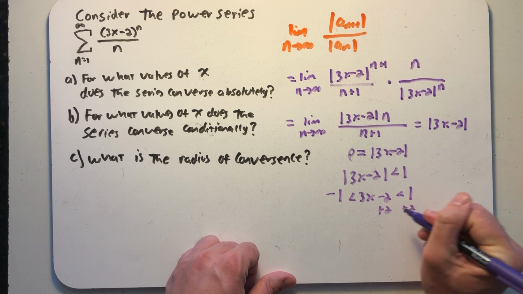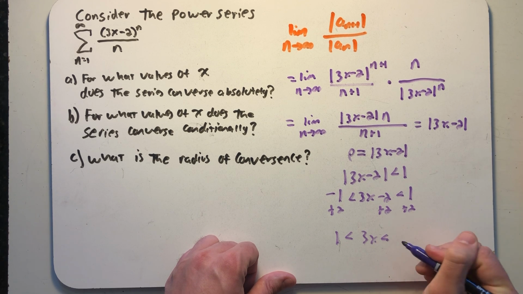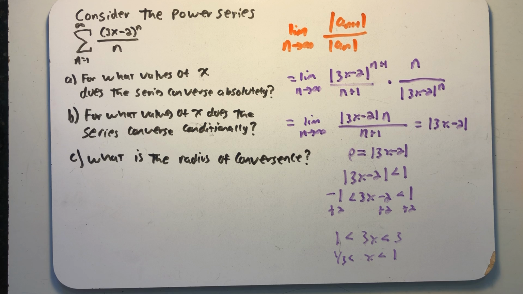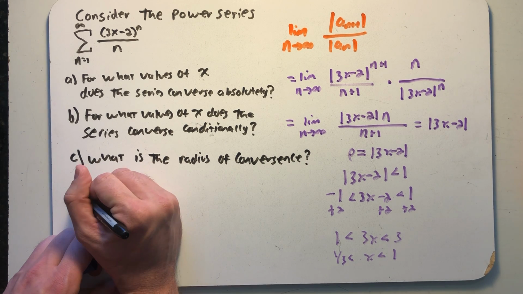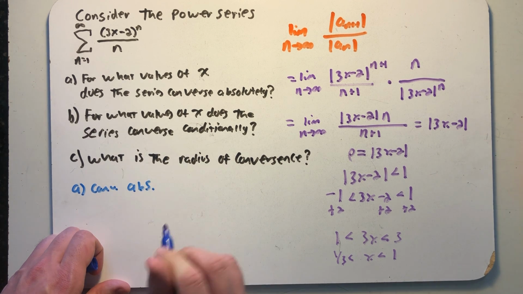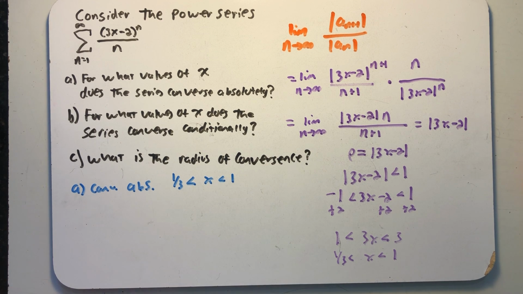Let's get x by itself. Now I can add 2 to all three parts, and I have 1 is less than 3x is less than 3. And now divide everything by 3, and 1/3 is less than x is less than 1. There is the interval on which my series converges absolutely. We converge absolutely on the interval between 1/3 and 1.